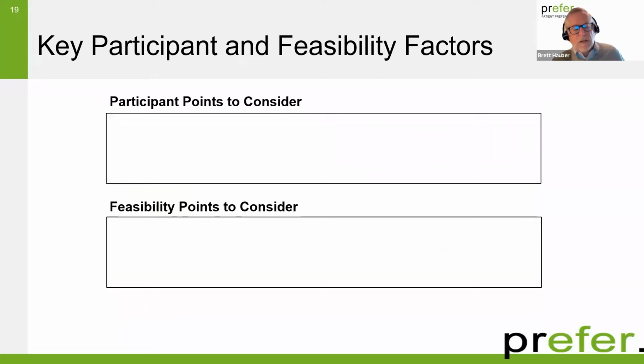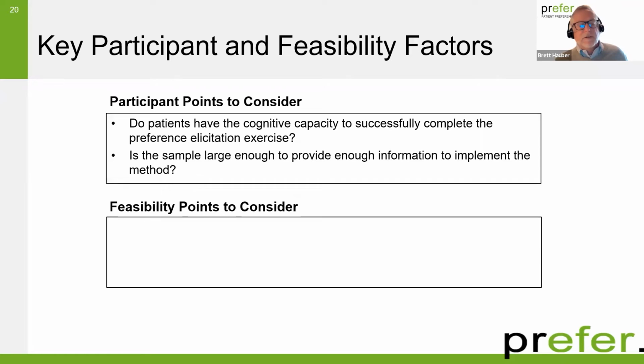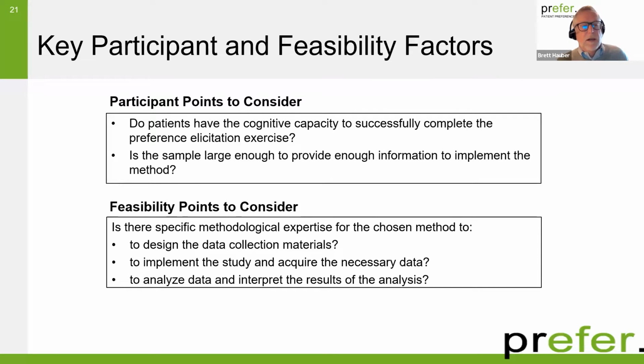Next. So first, let's look briefly at participant and feasibility factors. As noted above, the participant factors deal both with the ability of patients to complete the exercise and the ability of the sample, primarily with regard to sample size, to provide enough information to implement the method. When it comes to feasibility, the primary question relates to the expertise needed to implement a method or the ability to access such expertise. And it's important to note that feasibility may also be impacted by time and budget constraints.